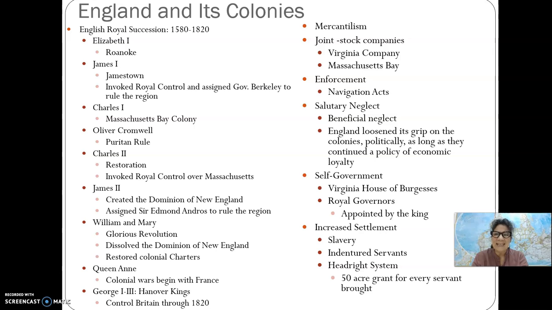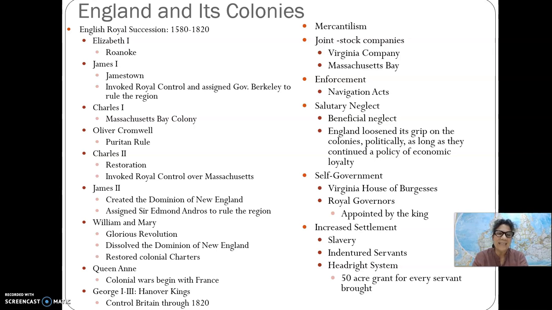Before we get into that, it's important for me that you understand what was going on in England during the development of the different colonies. So what I've provided for you here is an outline of English royal succession from 1580 to 1820. These are the different British monarchs who reigned as the colonies developed, ending with George III, who reigned until 1820, but he's the famous king that led England during the American Revolution.